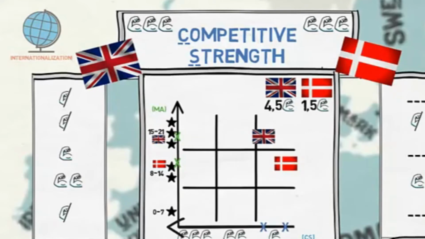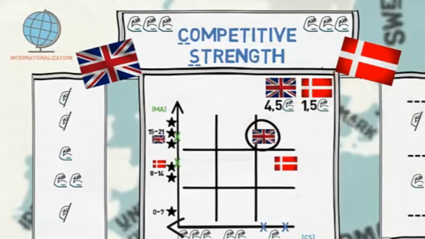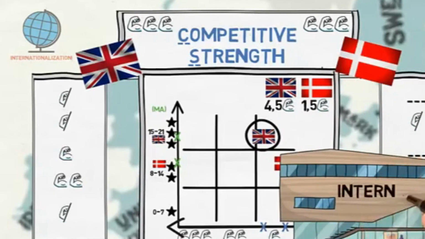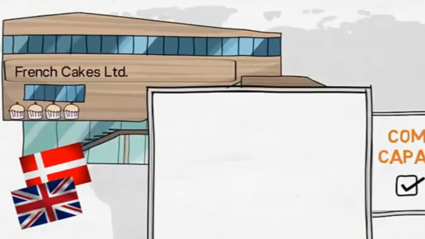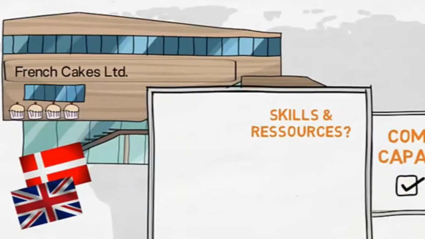This exercise has given us a good overview of the two options, and we're able to say that the UK seems to be the better choice. However, before we suggest that French Cakes goes ahead, we would recommend that they look at some internal factors. We would recommend that they consider their available skills and resources within the company. Do they have the required financial resources to undertake a more serious expansion in the UK? And do they have the right people with the right skills in establishing the entry?